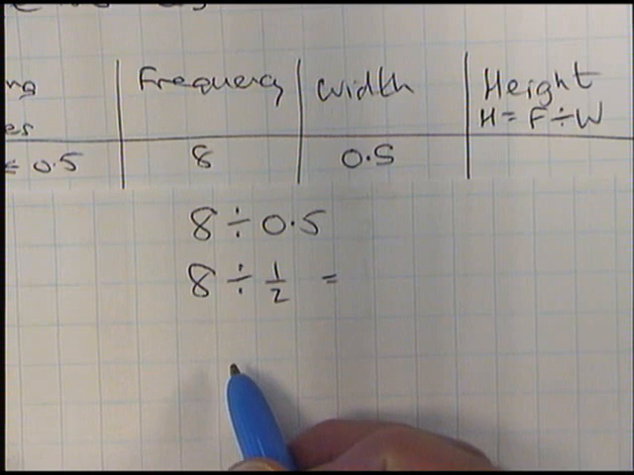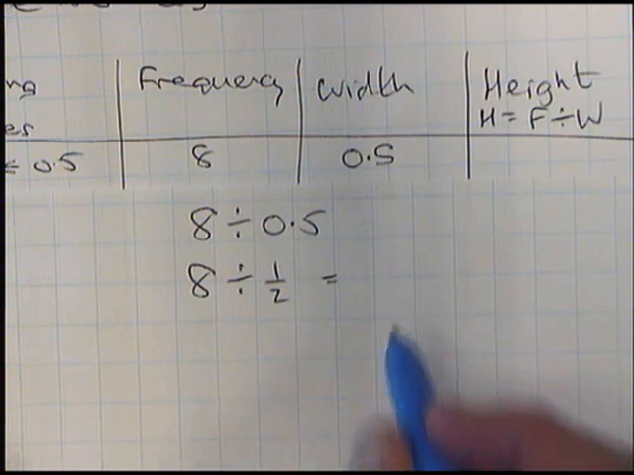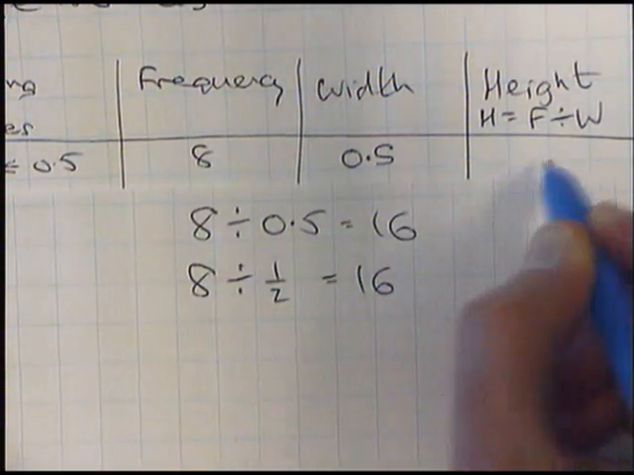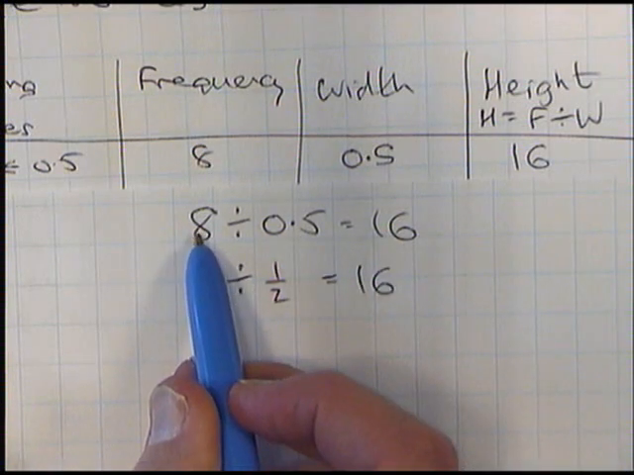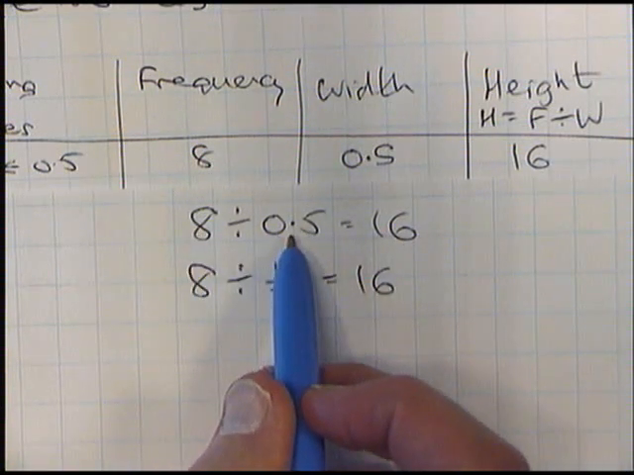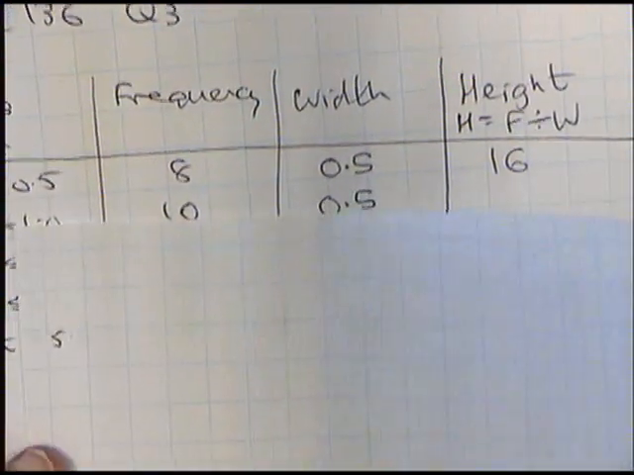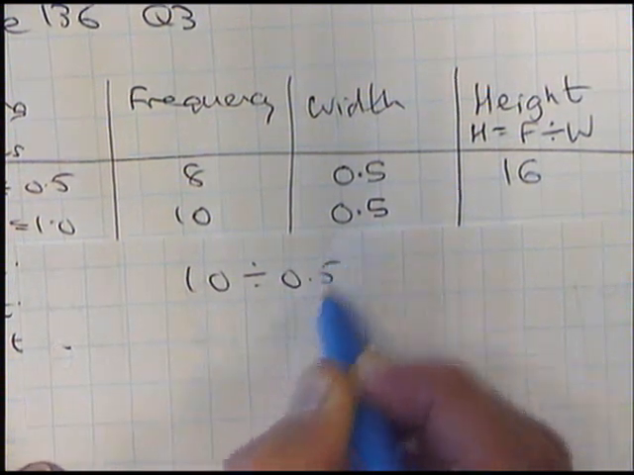Well, a half goes into 1 twice. A half goes into 8 16 times. So 8 divided by 0.5 is 16. Because we can get a bigger answer than our starting number because the number we're dividing by is smaller than 1. On the next row, I've got to do 10 divided by 0.5.